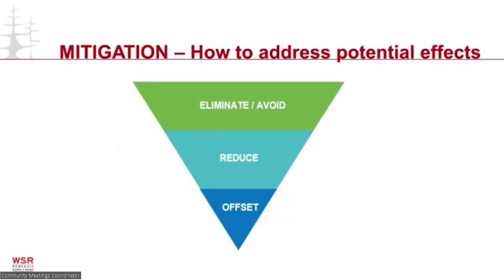Mitigation can be done in different ways: elimination of effects, reduction in control of effects, and offsets, where improvements can be made elsewhere to improve fish habitat, for example.